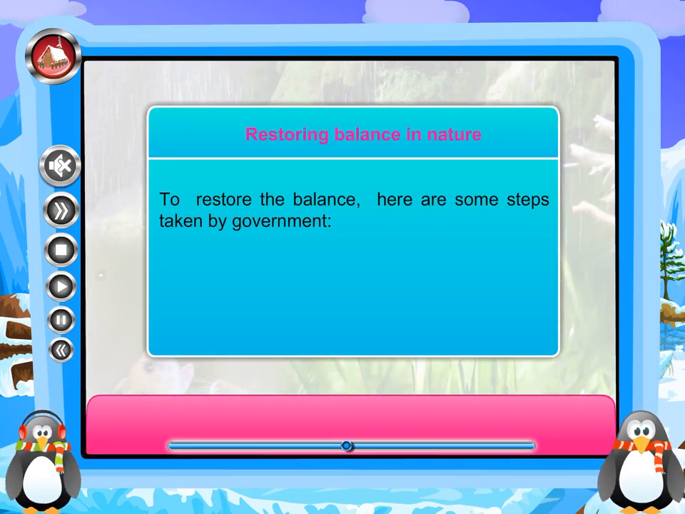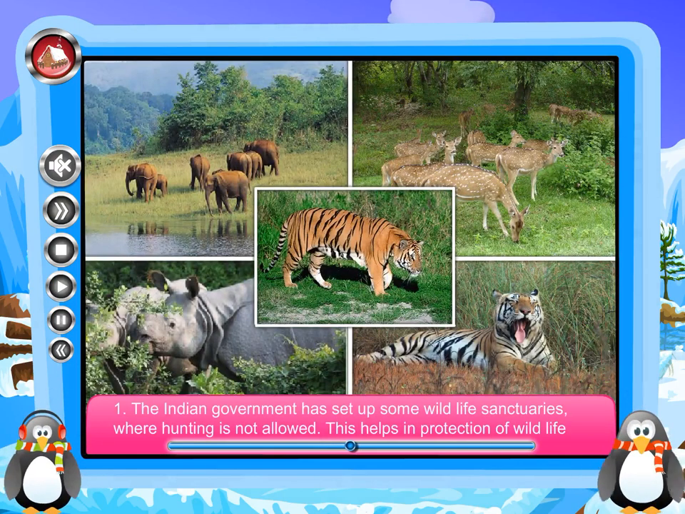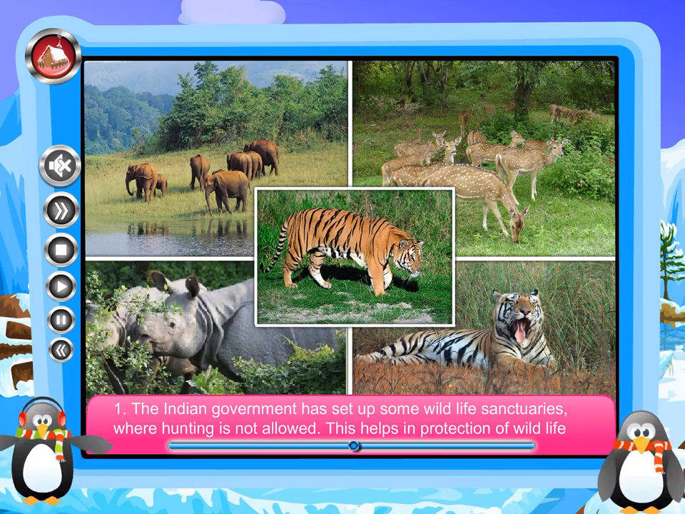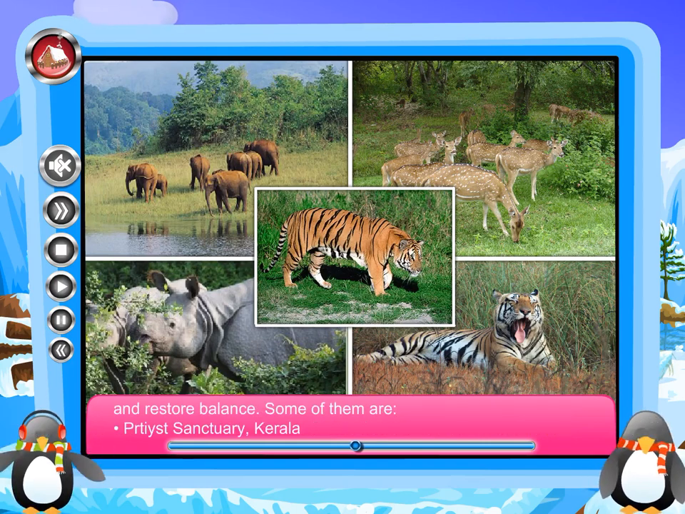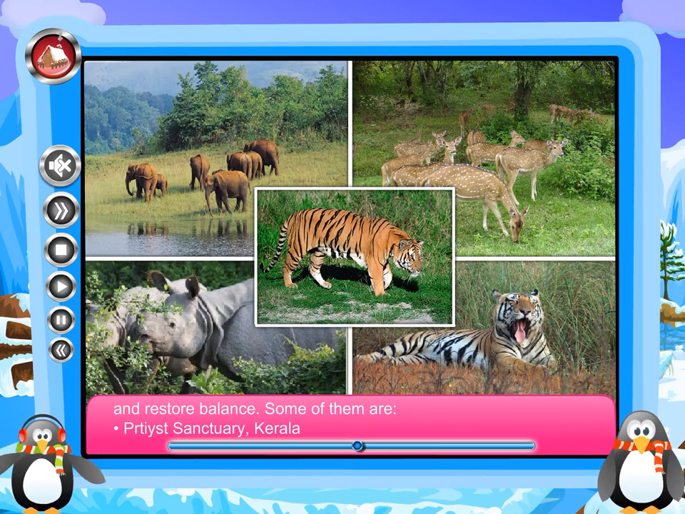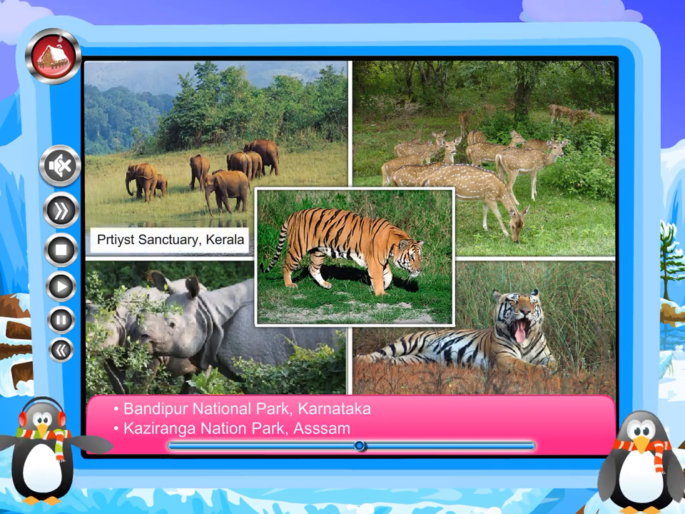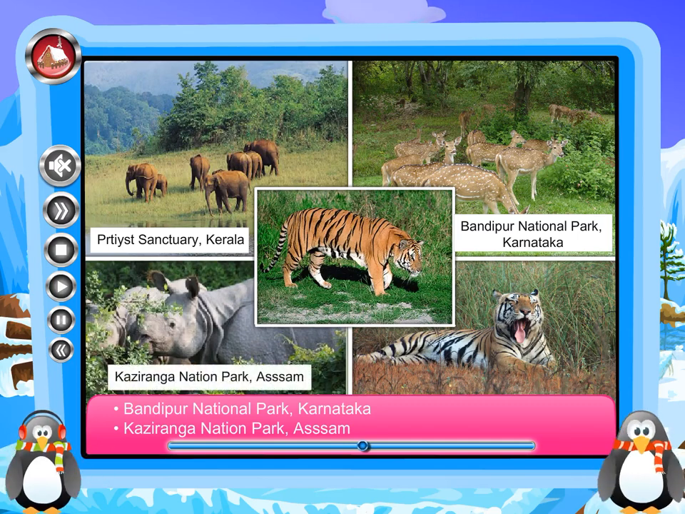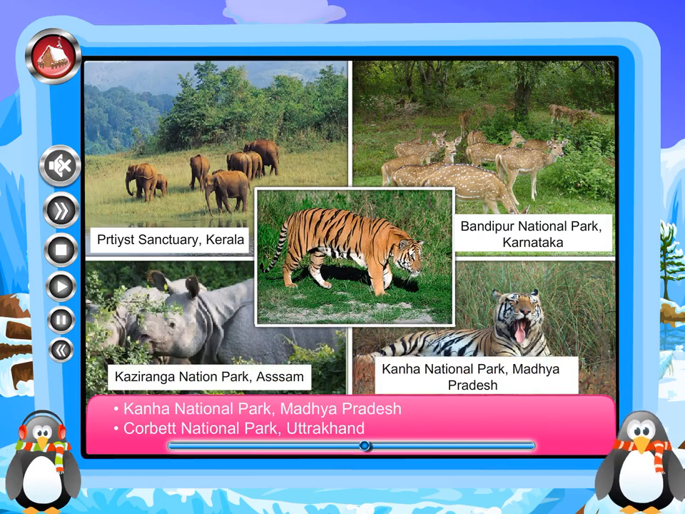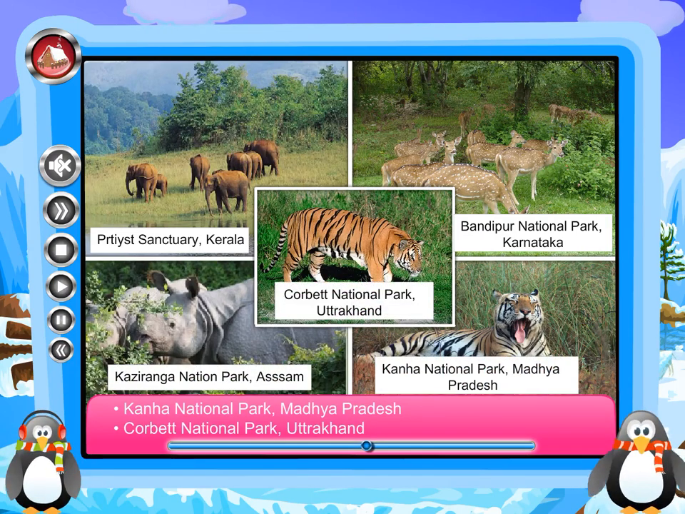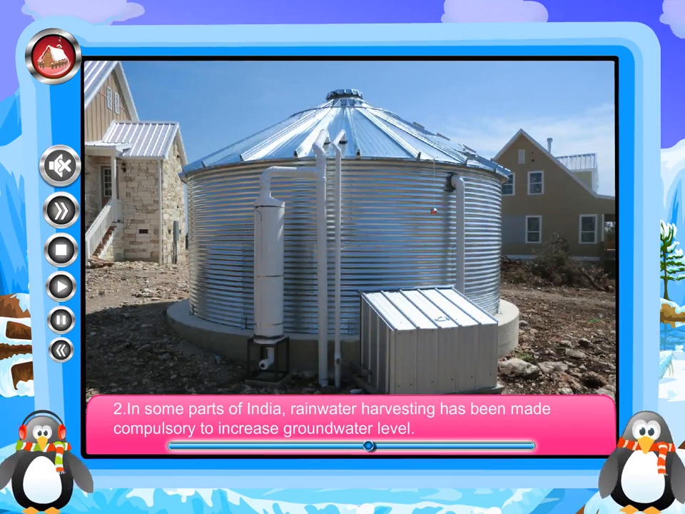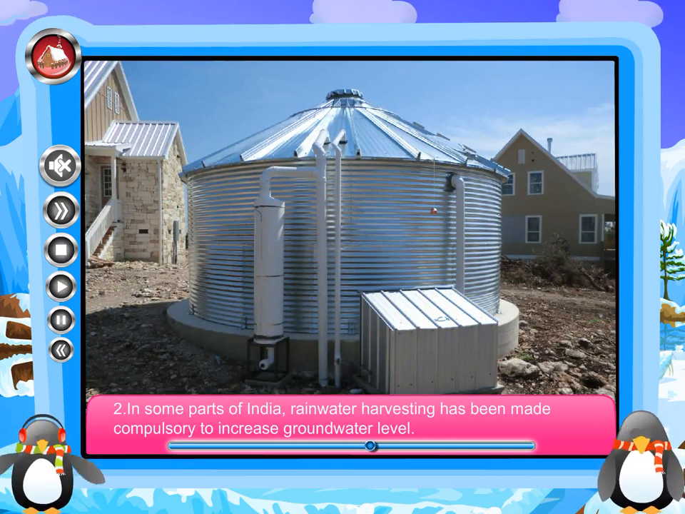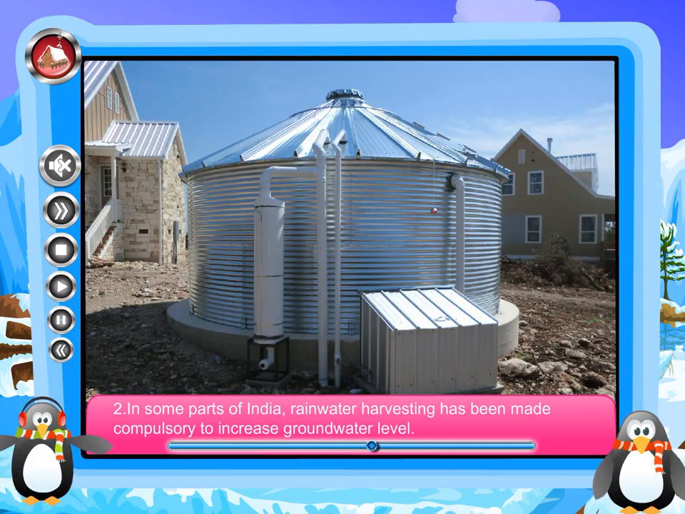Restoring balance in nature. To restore the balance, here are some steps taken by the government. The Indian government has set up some wildlife sanctuaries where hunting is not allowed. This helps in protection of wildlife and restores balance. Some of them are Periyar Sanctuary, Kerala; Bandipur National Park, Karnataka; Kaziranga National Park, Assam; Kanha National Park, Madhya Pradesh; Corbett National Park, Uttarakhand. In some parts of India, rainwater harvesting has been made compulsory to increase groundwater level.